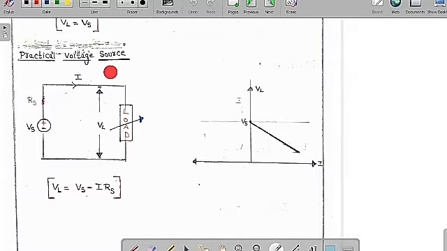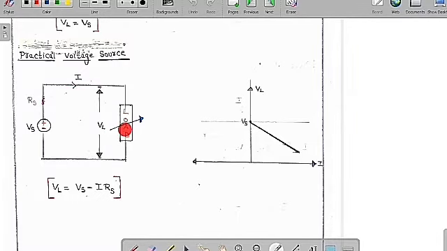For practical voltage sources, there will be a small amount of internal resistance. If you include a small amount of internal resistance, then we say it is a practical voltage source. So now we are going to connect some load to a practical voltage source. This is a practical voltage source and this is a load. Then the load is going to draw some amount of current, which I represent with the symbol I. Then the load voltage is VL.